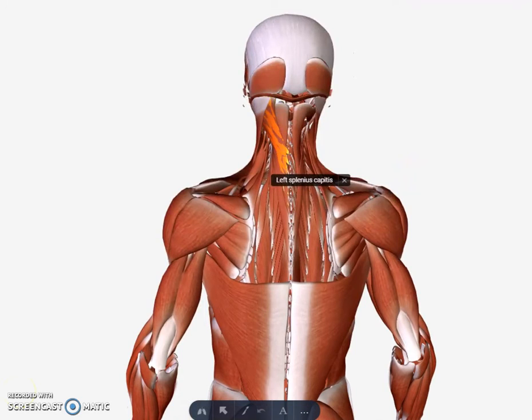This is the splenius capitis. It extends, rotates, and laterally flexes the head. The origin is the spinous processes of C7 to T3. The insertion is the mastoid process and occipital bone.